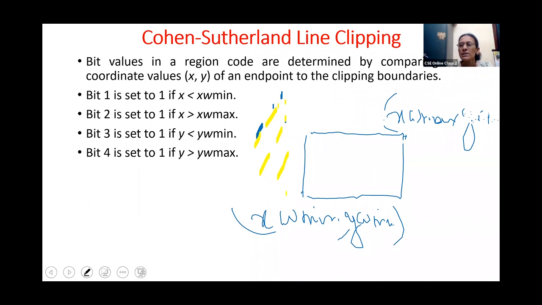Similarly, bit 2 is set if X is greater than XW max, that is, if you fall on this region. Bit 3 is set to 1 if Y is less than YW min, that is this region. And bit 4 is set to 1 if Y is greater than YW max. It is the same thing, whatever we have described, now in the form of an equation. Is this clear?